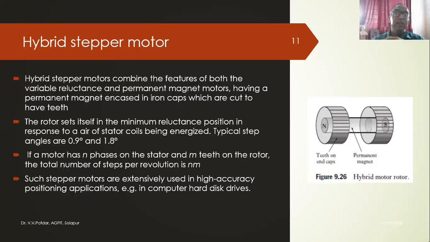If a motor has N phases on the stator and M teeth on the rotor, the total number of steps per revolution is N into M. N is the number of phases on the stator and M is the number of teeth on the rotor. Total number of steps per revolution is N into M. Such stepper motors are extensively used in high accuracy positioning applications, such as computer hard disk drives. If time permits, we will study the hard disk drive mechanism as well.